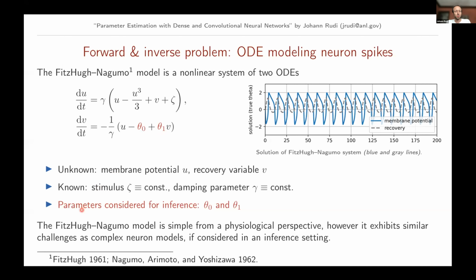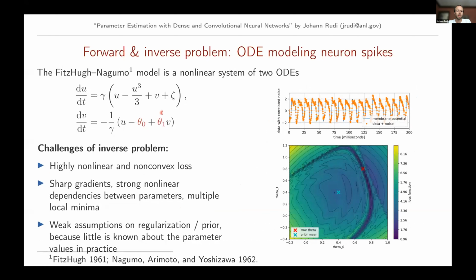So while this model is simple from a physiological perspective, in the inverse setting that I will show next, it will exhibit similar challenges. So for solving an inverse problem, it's a good prototype or benchmark model to work on. So if we formulate an inverse problem, and for the data, we take the membrane potential and add additional correlated noise on it.